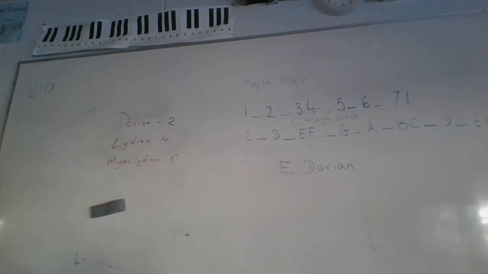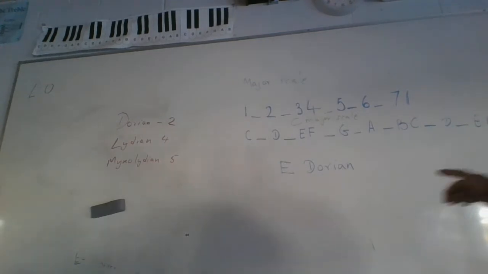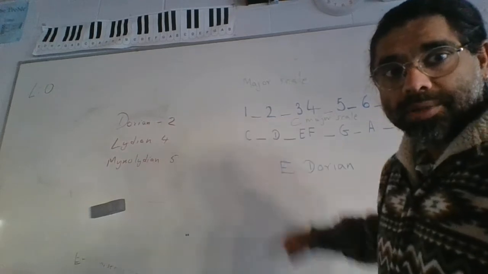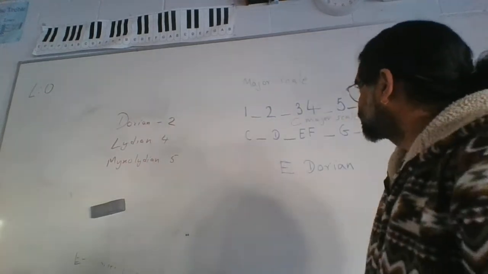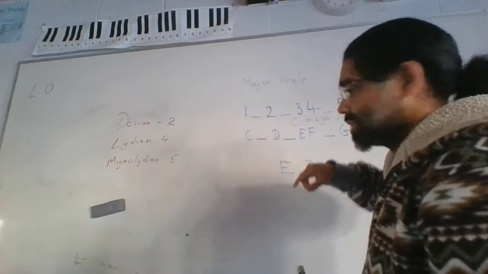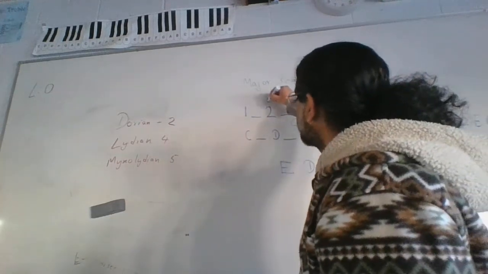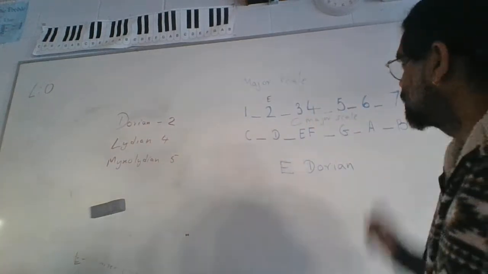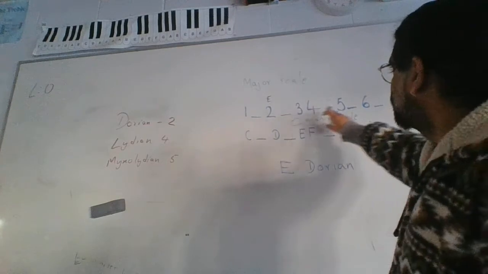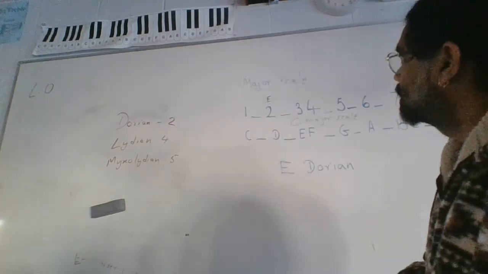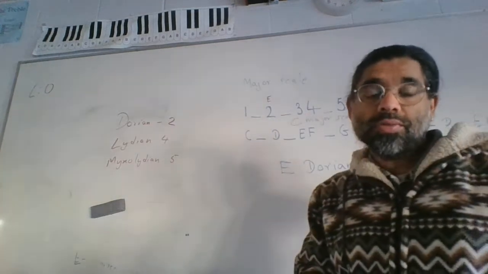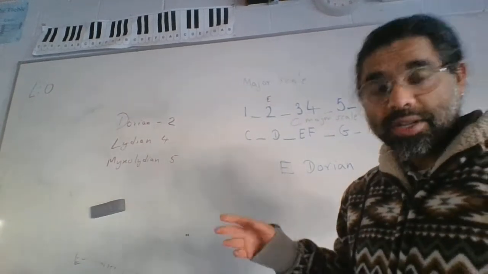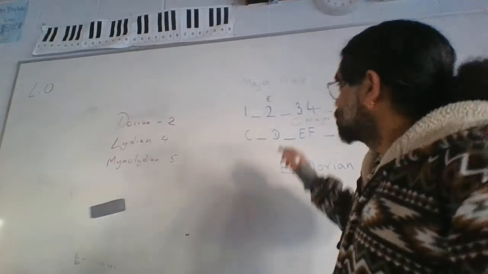So E Dorian starts on 2, which is that. So what you do is you use this formula, and you write E here. Can you see that? I've written an E there on the 2, and that's your Dorian scale. So now how do we find our 1? We need to find the 1 so we can find the key signature. Once you find the key signature, the rest is easy. So we know that's an E.